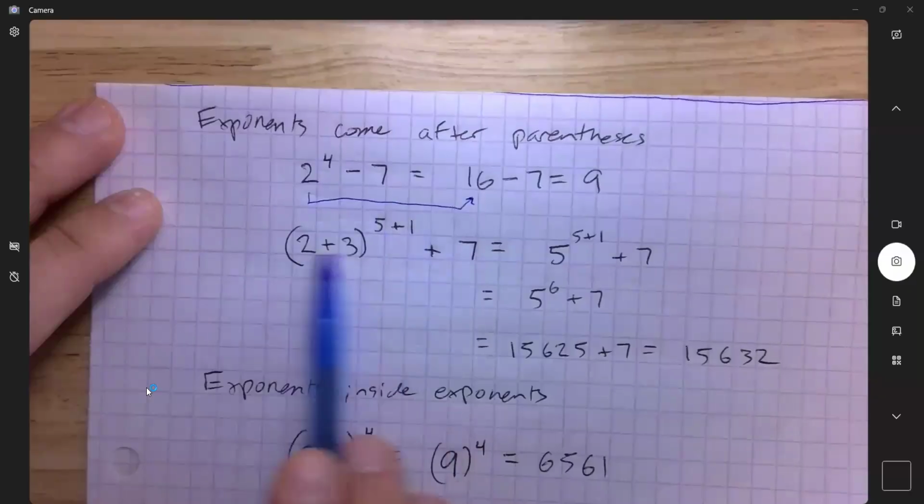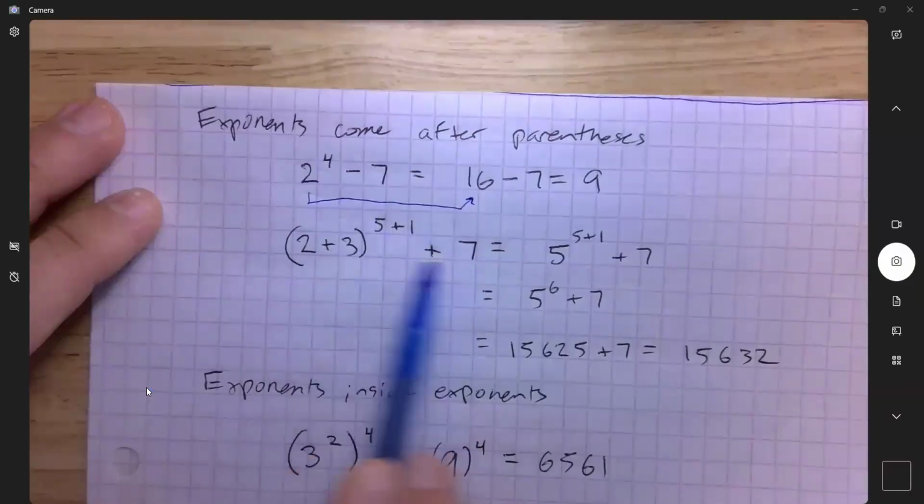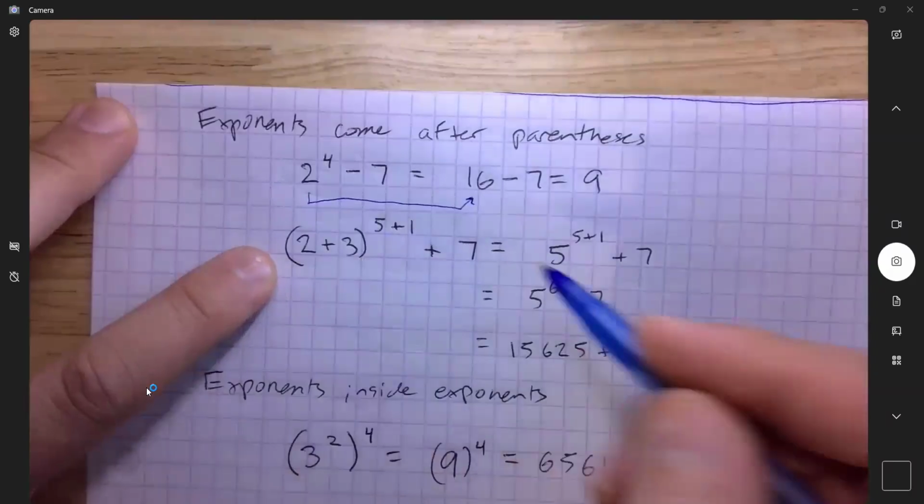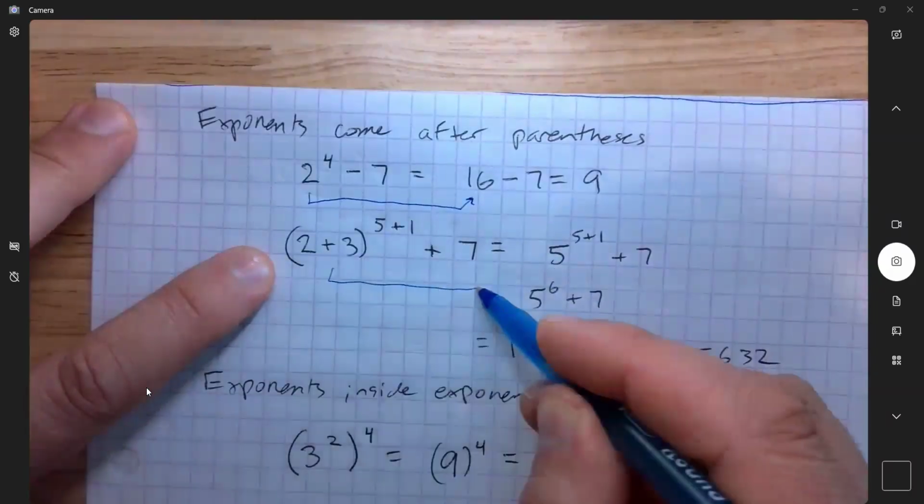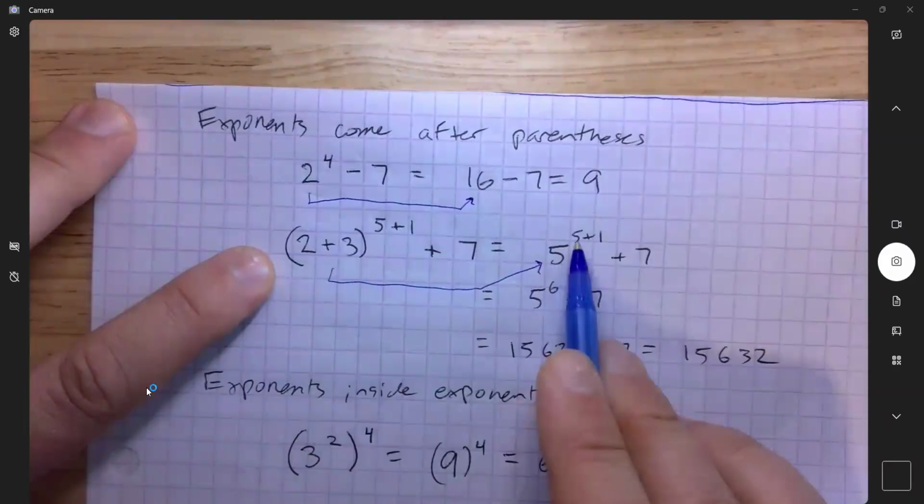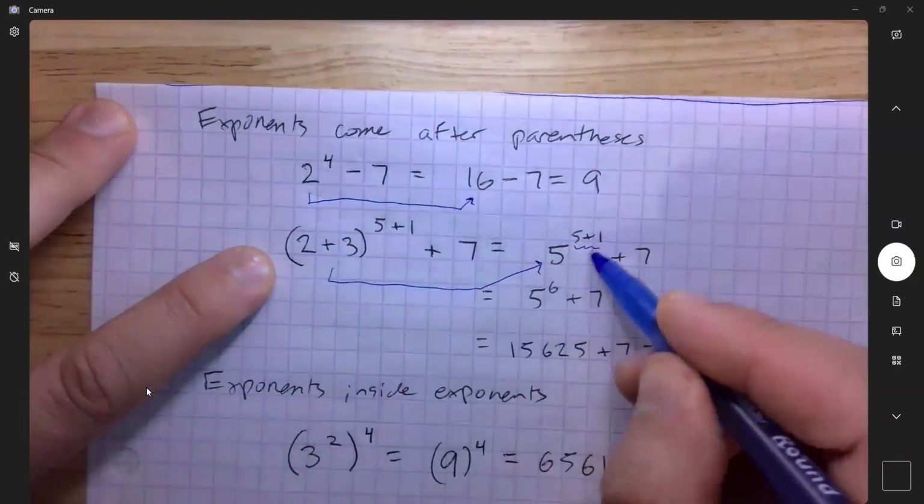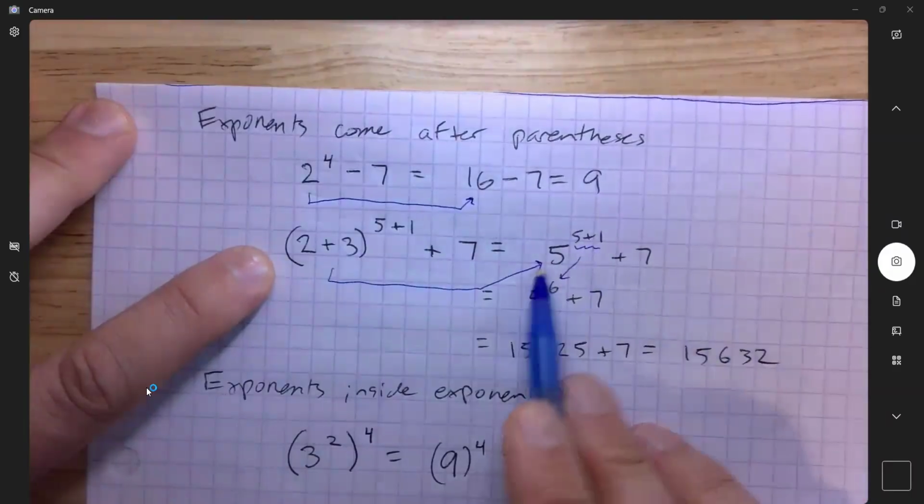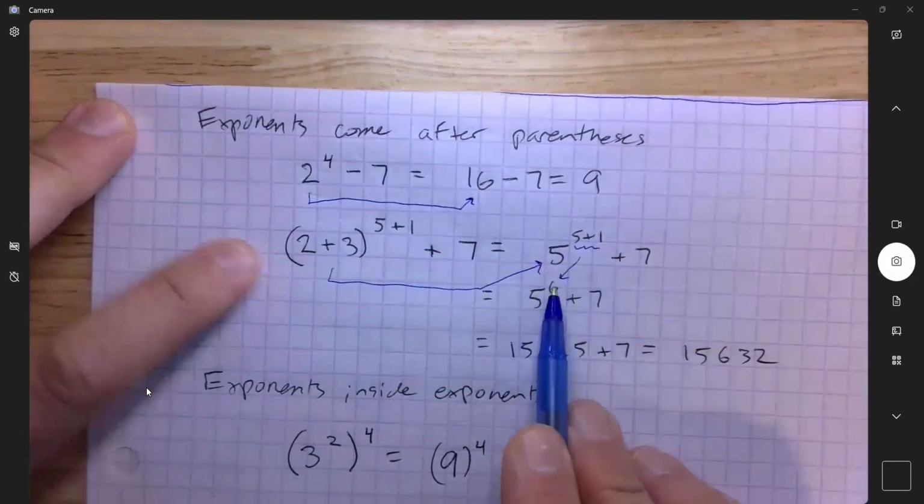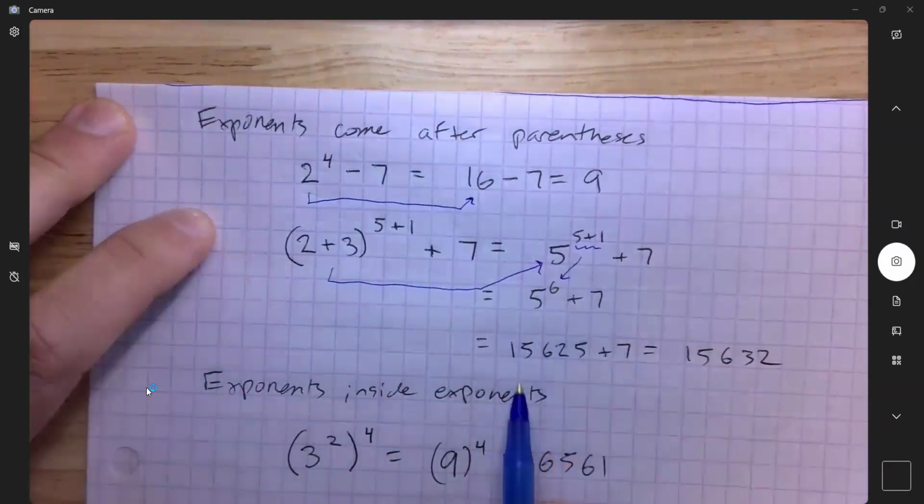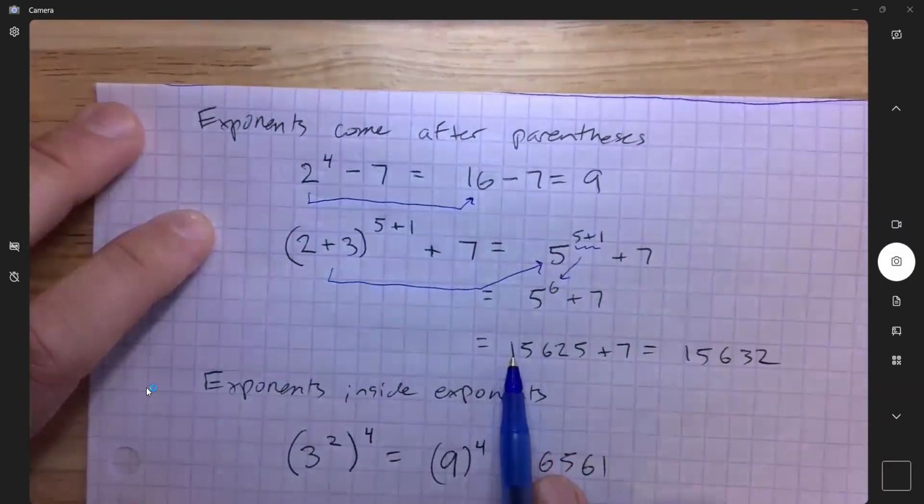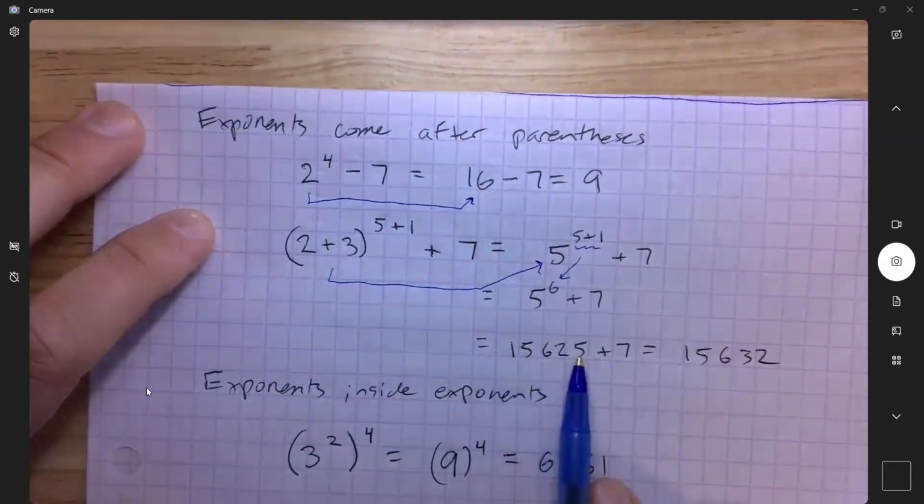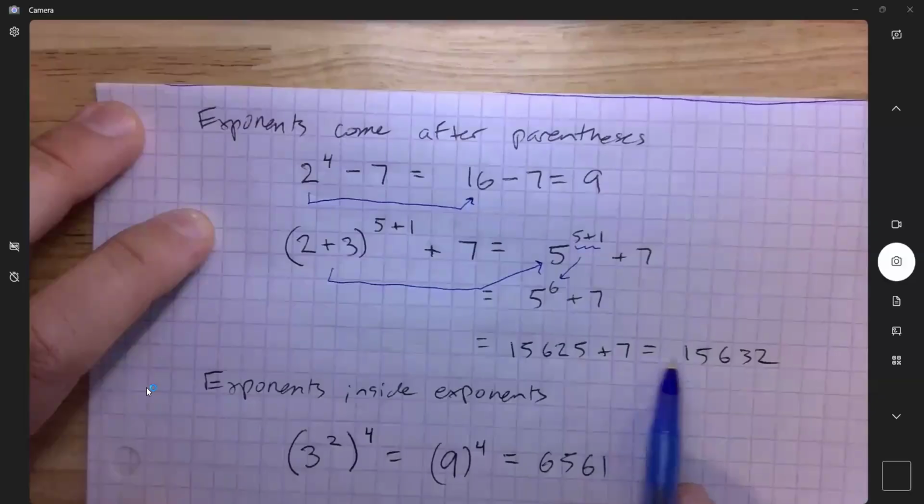Here I have an exponent, but also a parentheses. So in this case, parentheses comes first. 2 plus 3 equals 5. And then I do the 5 plus 1. So I end up with 5 to the 5 plus 1, which is 5 to the 6th. And then I add 7. 5 to the 6th, I grab my calculator. I don't know that number by heart. 15,625 plus 7 equals 15,632.